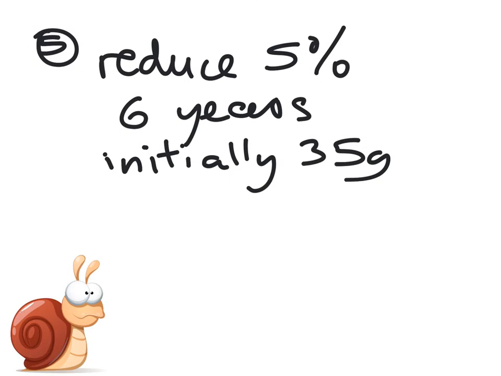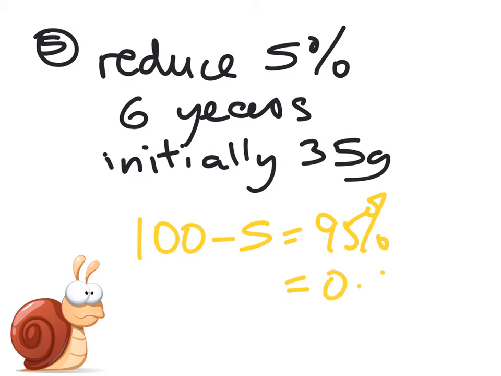Question 5, we're trying to reduce the sugar by 5%, so that's 100 take away 5, 95%. Make that into a decimal, which is your multiplier. So it's that multiplier to the power of how many years, times the starting value, gives you the answer.